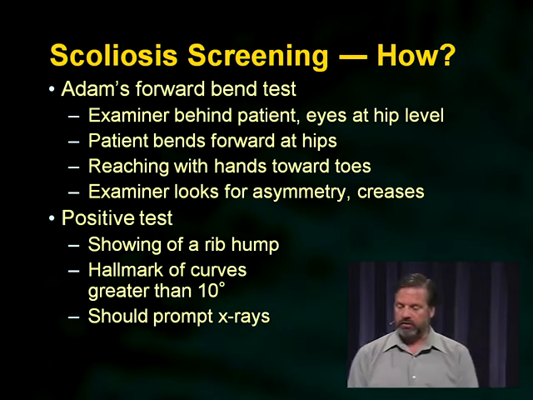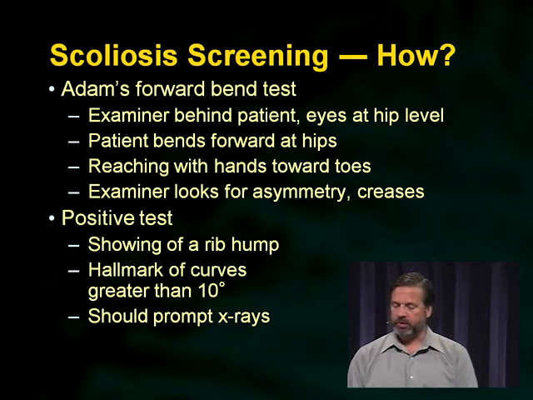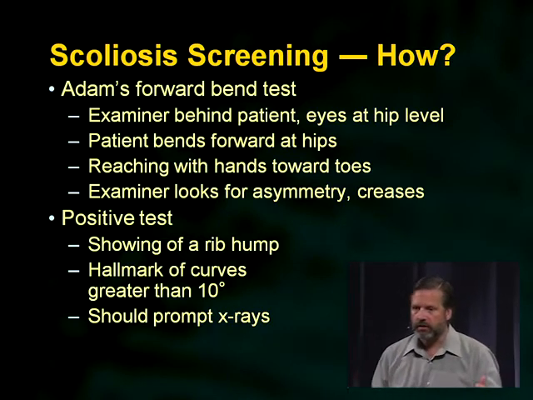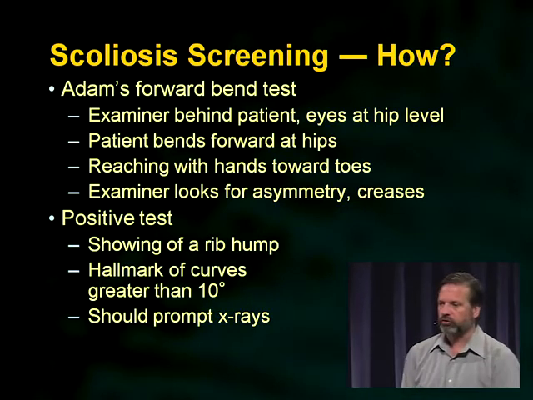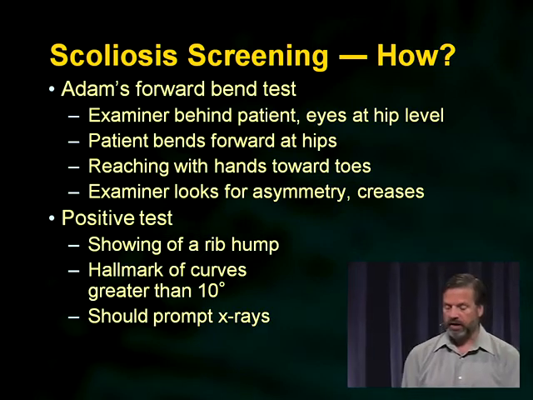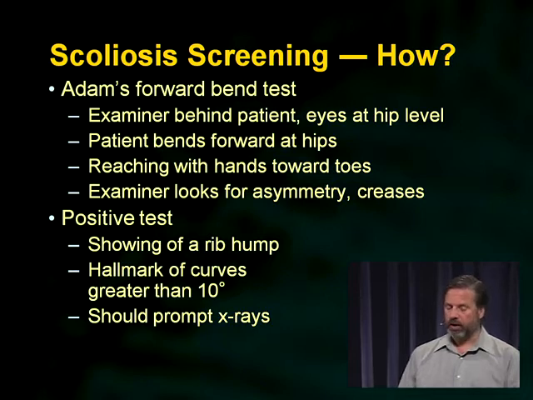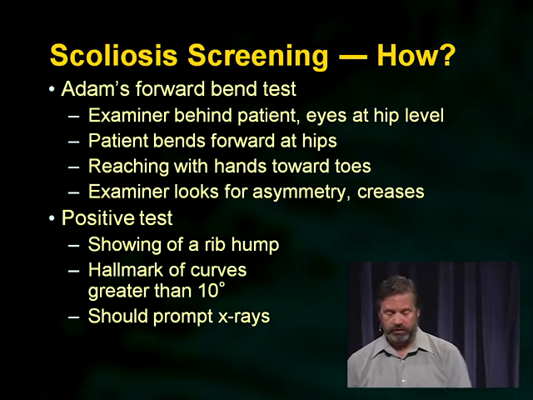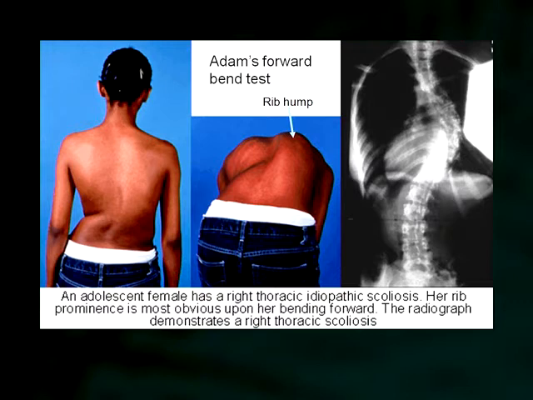And probably the easiest way to do it is what's called the Adams forward bend test, where you simply ask the patient, where you sit behind the patient or stand behind the patient, get down at the level of the hips of the patient, ask the patient to bend forward, equally trying to touch their toes with their fingers, equally trying to touch right and left, and you look for asymmetry. Positive test will be showing a rib hump or a bump, and this is a hallmark of curves that are greater than 10%, which are ones in which you need to probably intervene or at least provide more aggressive screening.